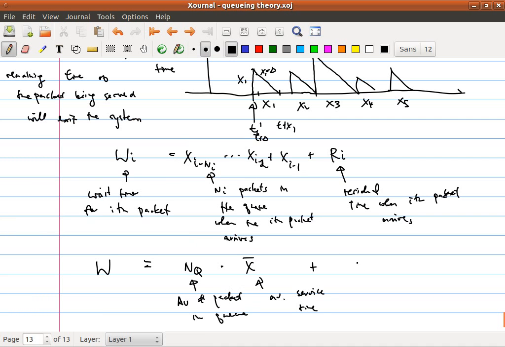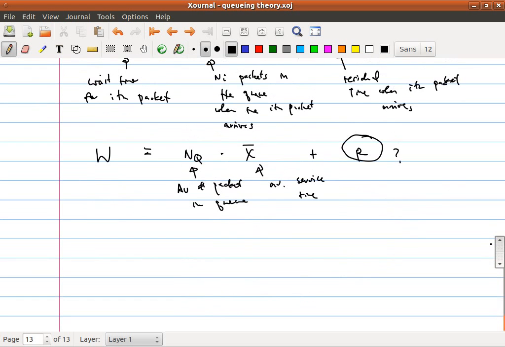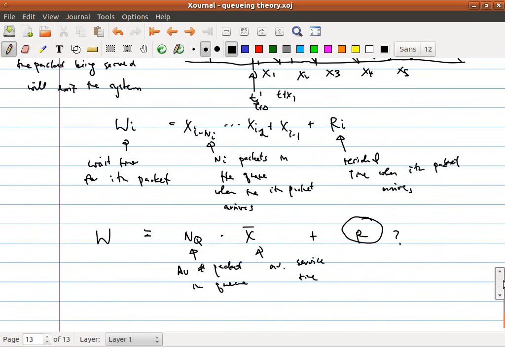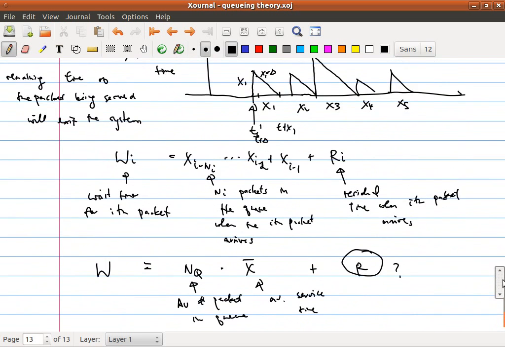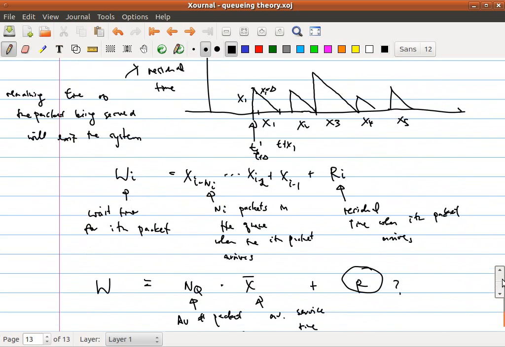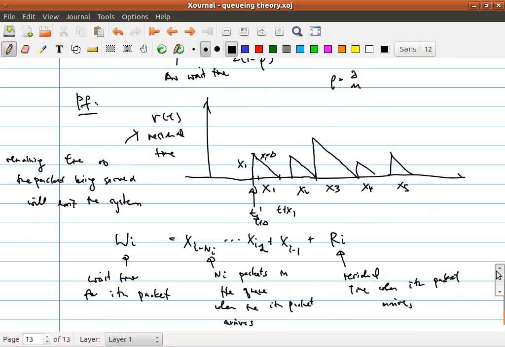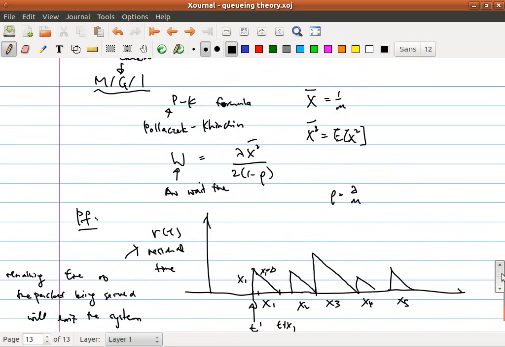Now what's the expectation of R here? I will just write this as R here. So what we need to find is the expectation of the residual time. There's some unknown we need to find. But what is this? Maybe I'll go back to here. I can erase some of this and then just use the space here.